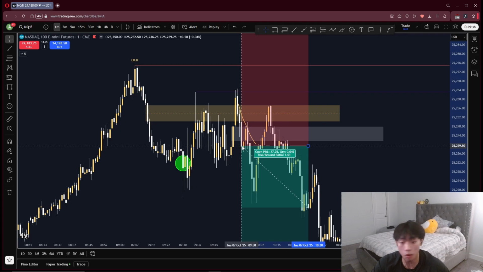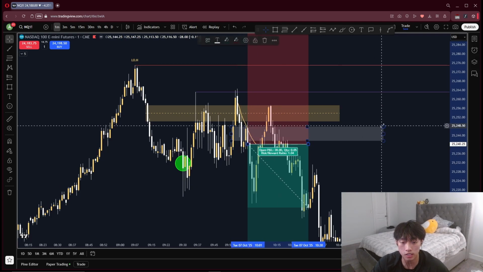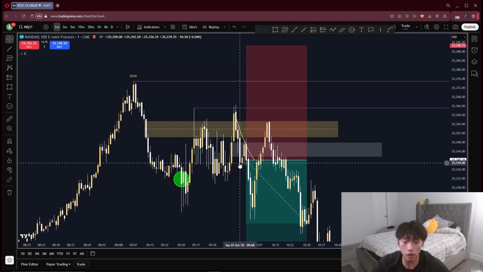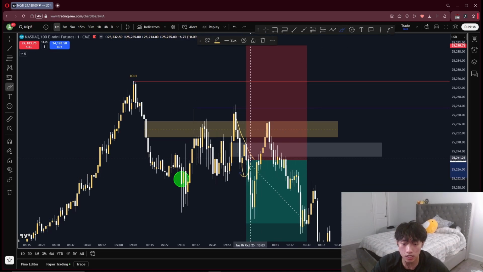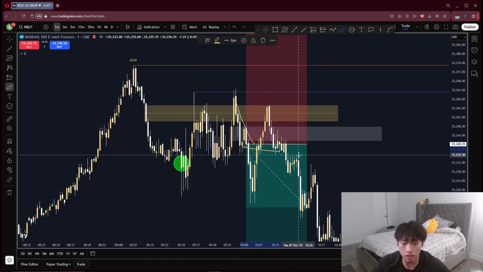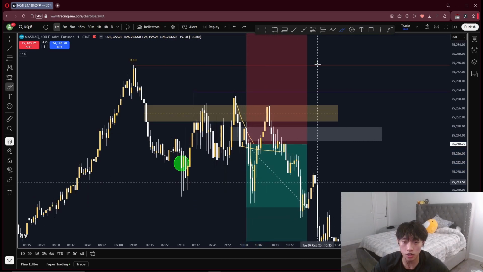Honestly, I wouldn't have entered right here. I probably would have entered on this candle instead. Like I said, because I wait for this candle to have a continuation, right? After this candle closes, I wait to see for continuation. We never got continuation. Instead, we started reversing back up here. So I would have waited for maybe this candle to flip right here and then taken a trade short.